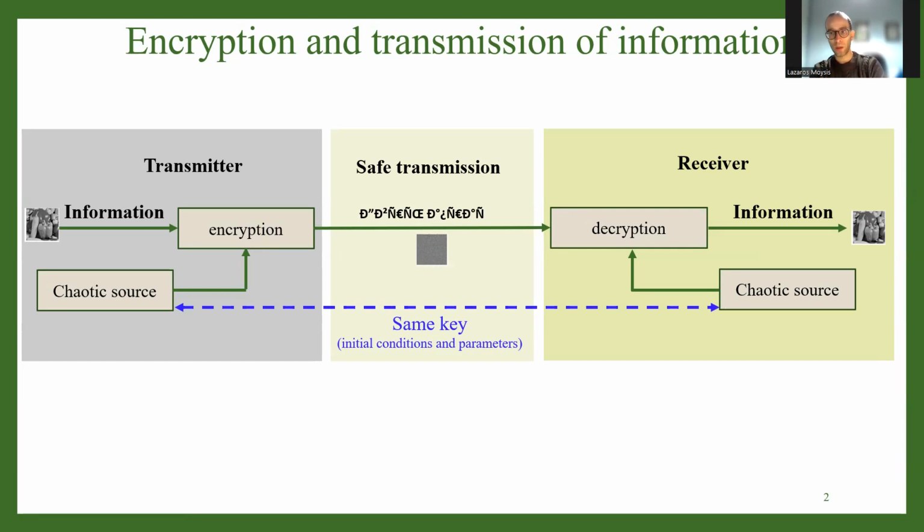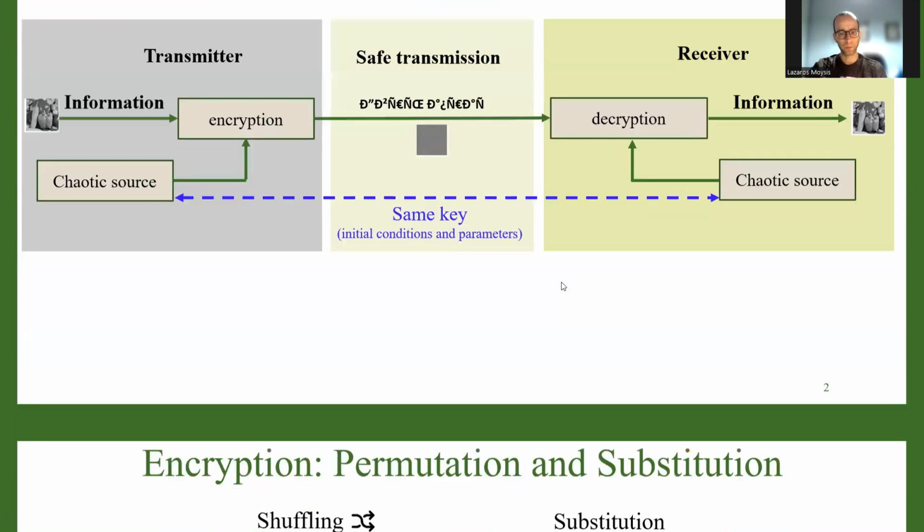We are using a chaotic system as our source of high entropy. We are using it to encrypt some sort of information signal, then safely transmit it through a communication channel. Back at the receiver end, we are using the exact same chaotic system with the exact same key values and the exact same initial conditions and parameters, and we are reversing the process to obtain the original plaintext signal back.